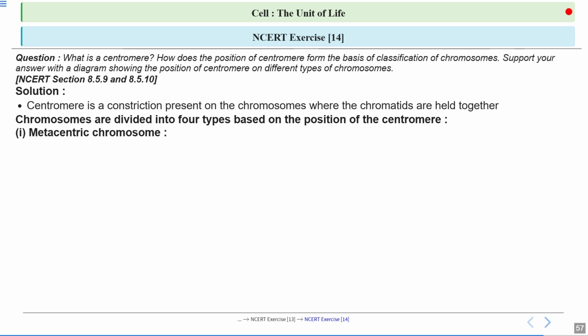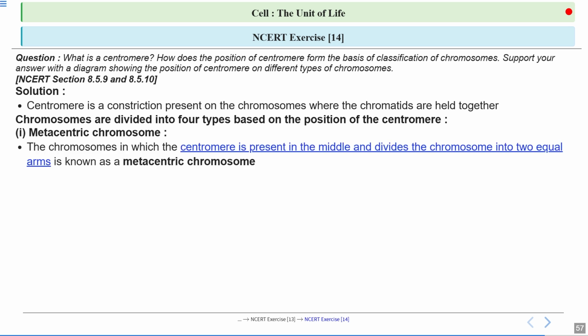First is the metacentric chromosome. In a metacentric chromosome, what is happening? The centromere is present in the middle and divides the chromosome into two equal arms. The two arms, P and Q arm, will be equal because the centromere is in the center. Here is an image showing a metacentric chromosome. The centromere is in the center. These are the two sister chromatids you can see. This is the centromere, which is the primary constriction, and the two chromatids are held together at the centromere. This is the P arm, this is the Q arm. Both the arms are of equal length.